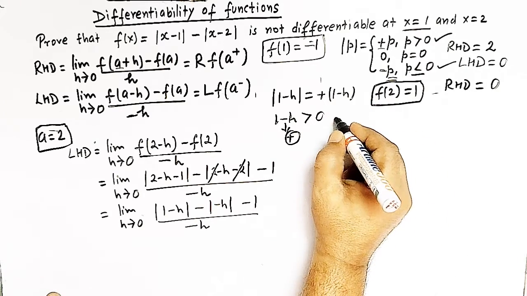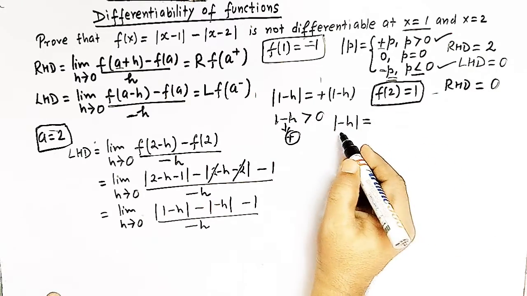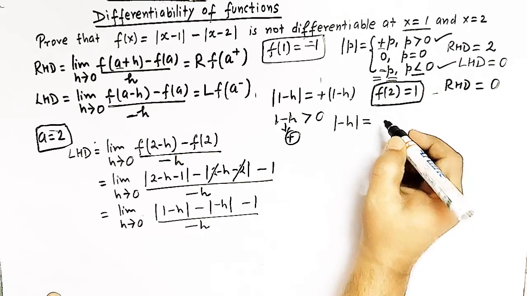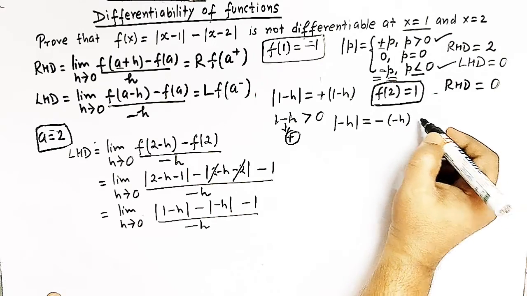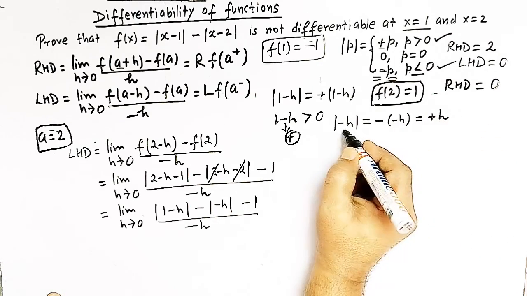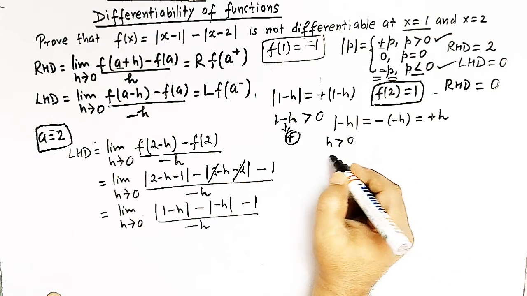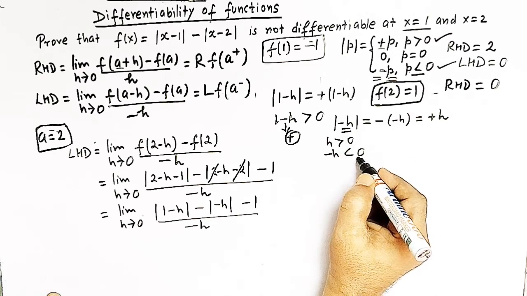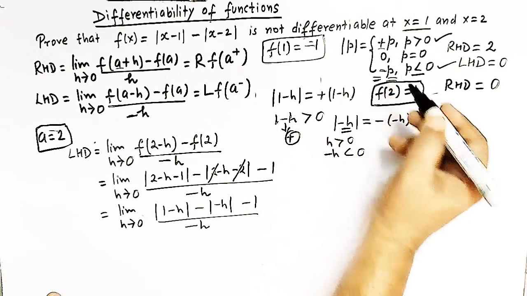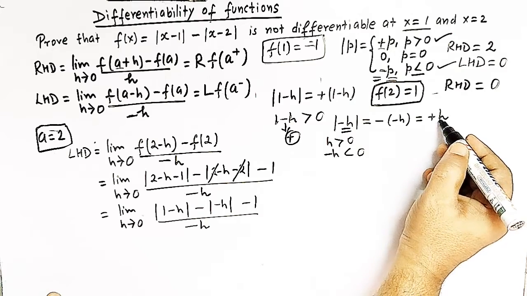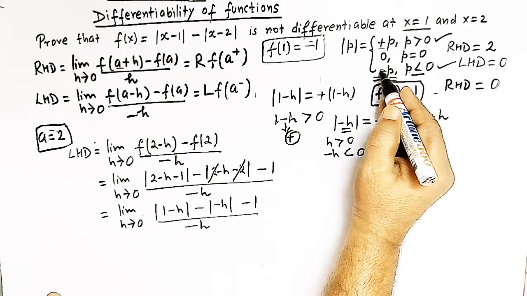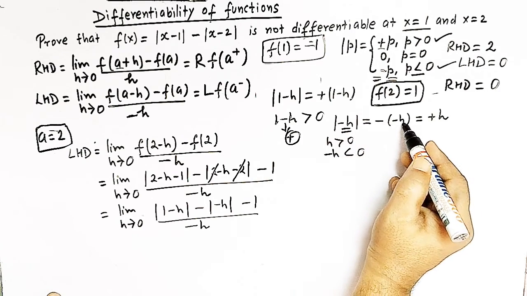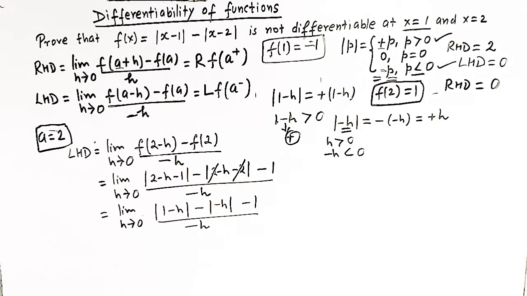And here we have mod of minus h, and mod of minus h is simply equal to here a negative of h, that is positive h, because h is greater than 0 but minus h is less than 0. So here minus h is less than 0. So due to this definition, mod of minus h is equal to a negative of p. So negative of p is minus h. So we have positive h.